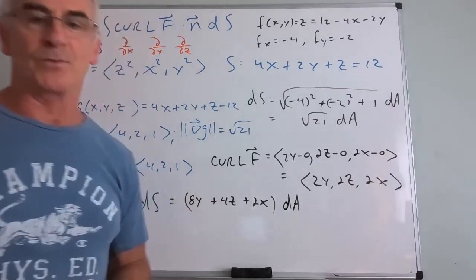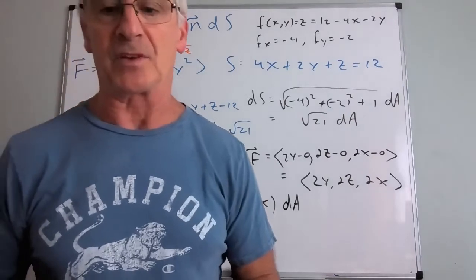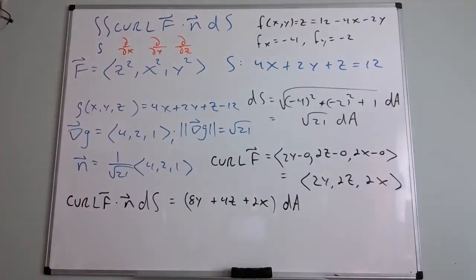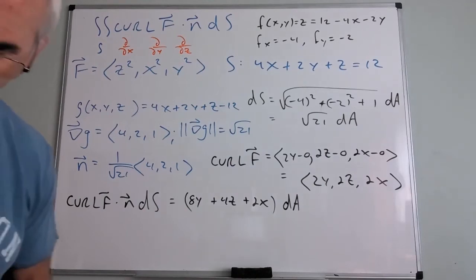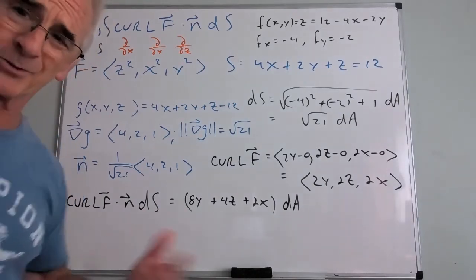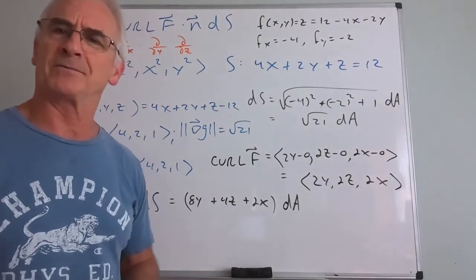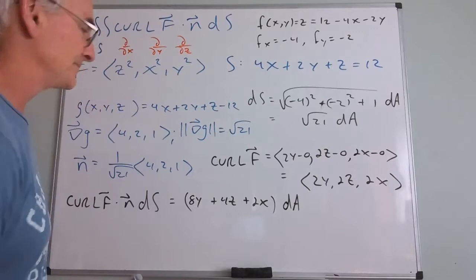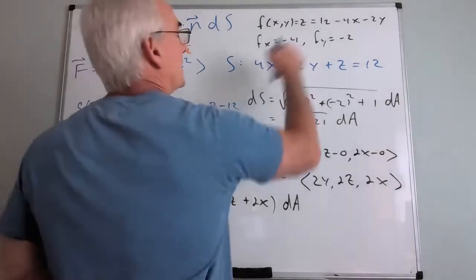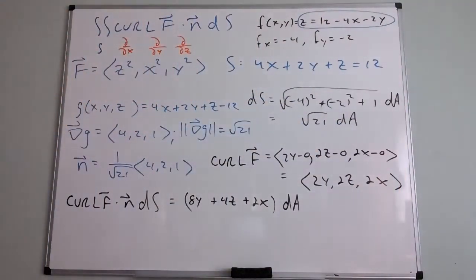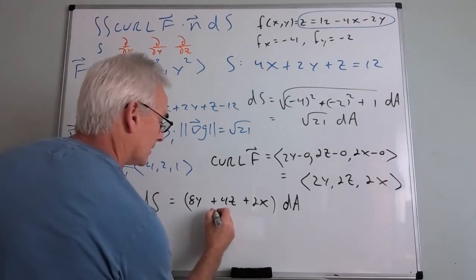So what do I need to do now? Because I can't put this in my double integral, not exactly. Anybody, any suggestions? My double integral can only have 2 variables. This has 3. So anybody have an idea? You just sub in the z. Yeah, let's sub in exactly that. So we will replace z with 12 minus 4x minus 2y.